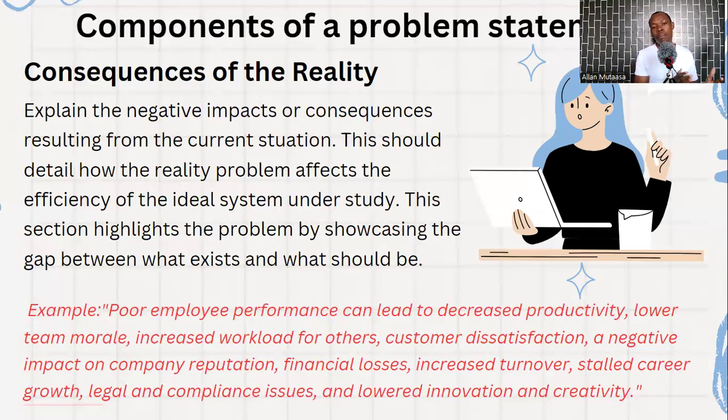So we need to talk about all these consequences. You might not mention all, but you might mention the major ones. You could mention like 5 or 6 major consequences of the problem in case things remain the way they are. Okay? So that's the consequence.